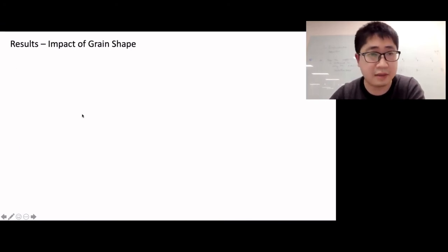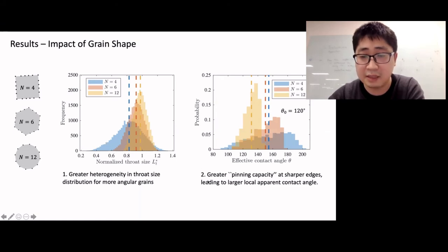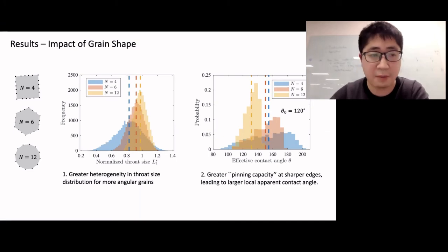So then we can look at the impact of particle shape. So firstly, there's a greater heterogeneity in throat size distribution for more angular grains. We show both the distribution and also the average, noted by the dashed line here. And also the other is the greater pinning capacity at sharper edges. So if we have n equal to 4, which basically is a square, we see that the effective contact angle distribution widens, and also the average value increases because of the greater pinning capacity, as we mentioned in the previous equation. The upper bound of unpinning is greater.